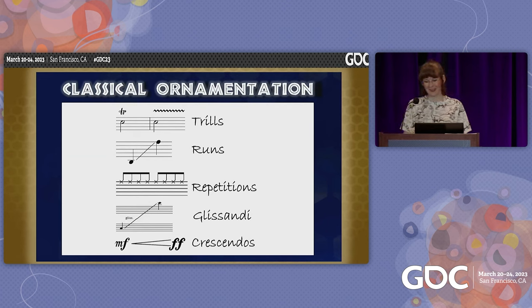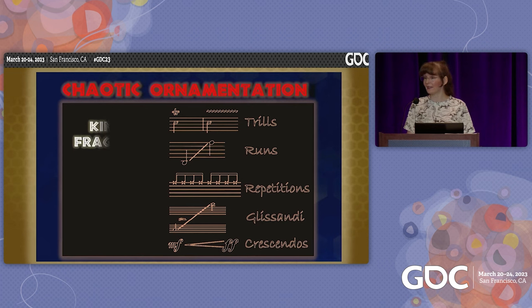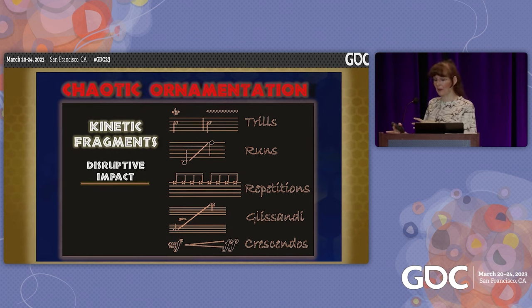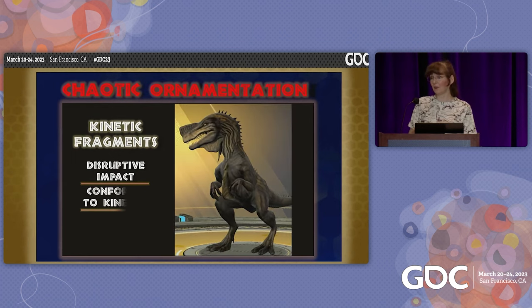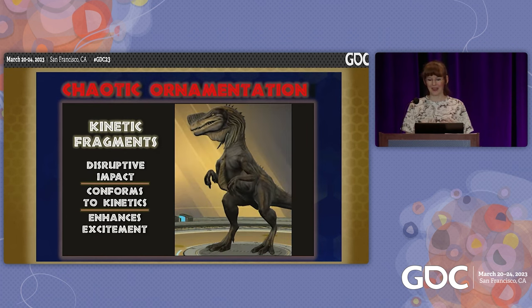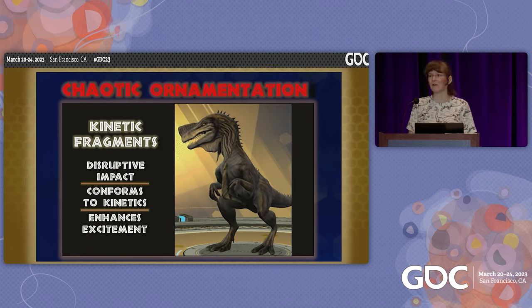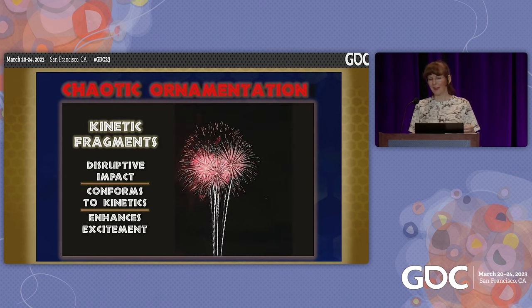Chaotic ornamentation, on the other hand, is unruly. It's performed with abandon, and it often incorporates atonal or polytonal qualities. I treated all of these techniques as kinetic fragments that could be injected into my compositions to cause disruptive impact. These kinetic fragments allowed the music to seem as if it had been structured specifically to conform to the movements in the game. They enhanced both excitement and menacing qualities during gameplay. They were the musical equivalent of fireworks, or even you could describe it as bolts of lightning.